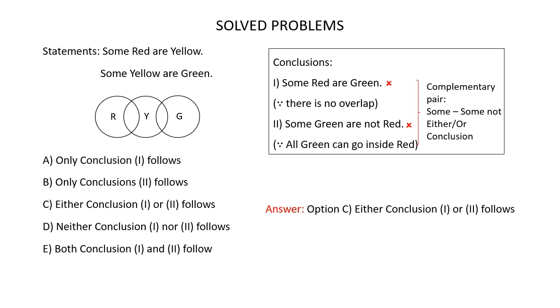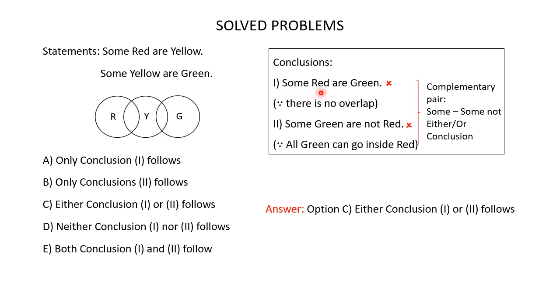Some red are yellow. So in the Venn diagram, there has to be a partial overlap between red and yellow. Some yellow are green. So there has to be a partial overlap between yellow and green. Now this is the basic Venn diagram for the given statements. Now based on this Venn diagram, let's find out which of the conclusions follow.